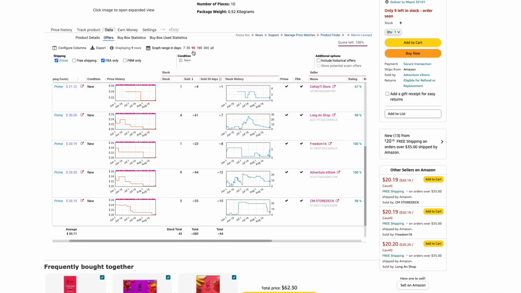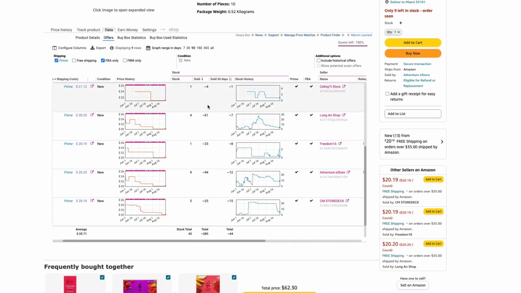You can filter this by 7, 30, 90 days, 6 months, or 1 year. You can also filter all time, but that's not really relevant. We want to see if it's selling right now. And then finally, we want to do a test order on an advanced listing to get concrete data that all of our research is correct, and then we can make bigger and bigger purchase orders.